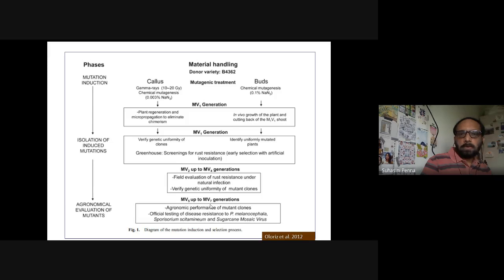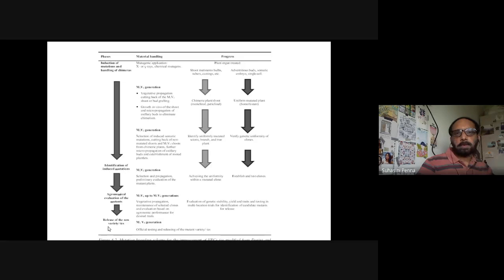Finally, M5 to M7, agronomic performance of the selected mutants and testing for disease resistance in a hotspot. So this is how the entire phases of mutation induction, isolation of mutants, and agronomic evaluation take place. For a crop like sugarcane, it could be any number of years.